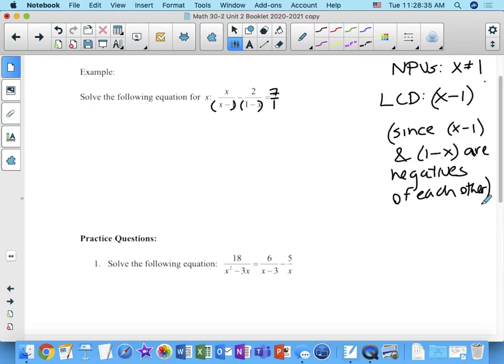No? The reason why I ask if you want to do it both ways is because when I have asked a question like this on an assessment before, I see a lot of people who pick the LCD as x minus 1 times 1 minus x and end up in that quadratic situation. So that's why I ask if you want to do it both ways. You've got to be really slick with your algebra skills if you pick up on the fact that the LCD is in fact x minus 1.